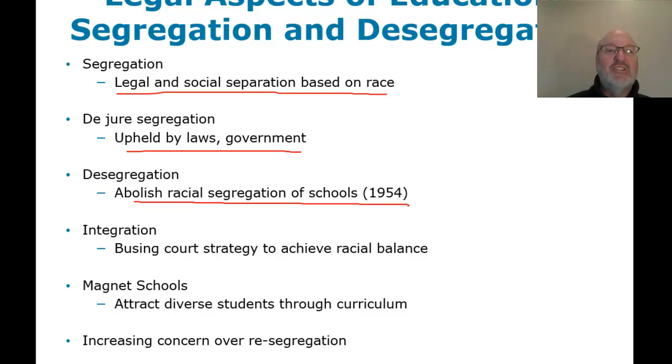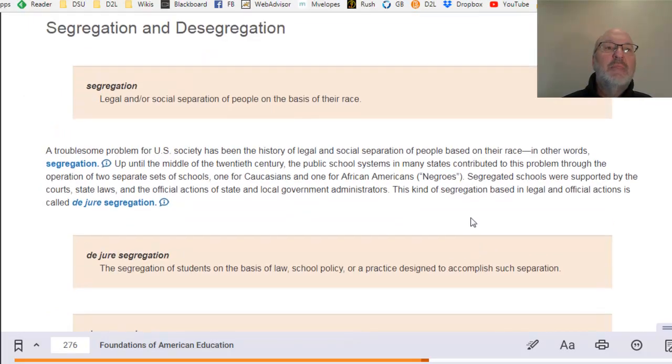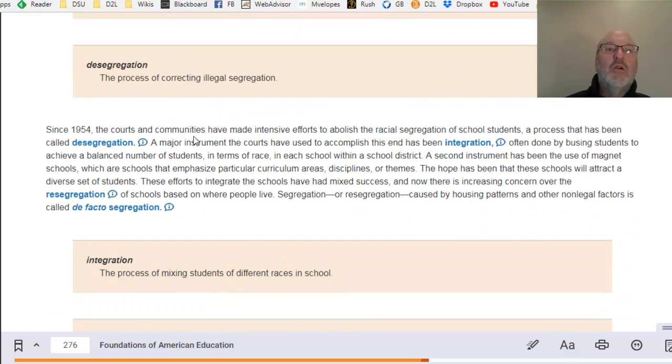colossal disaster, trying to desegregate the schools. Nobody admits that, but it was absolutely a colossal thing. After 54, courts and communities made intense efforts to abolish racial segregation in schools. A major instrument the courts used to accomplish this was integration, often done by, here's why it was a colossal failure, busing. Whenever I hear the word busing, I don't think of taking kids to school. I think of hauling kids.